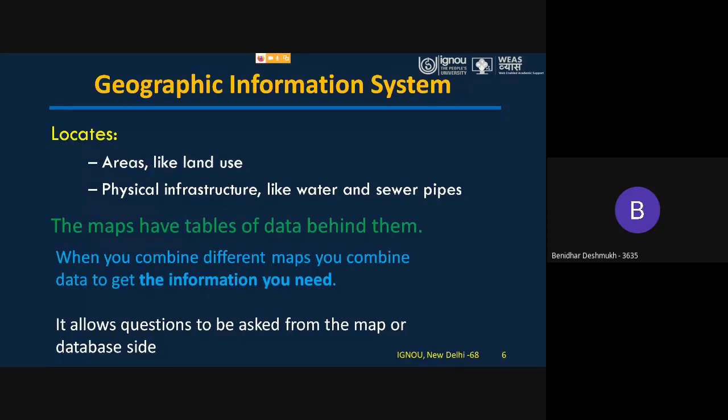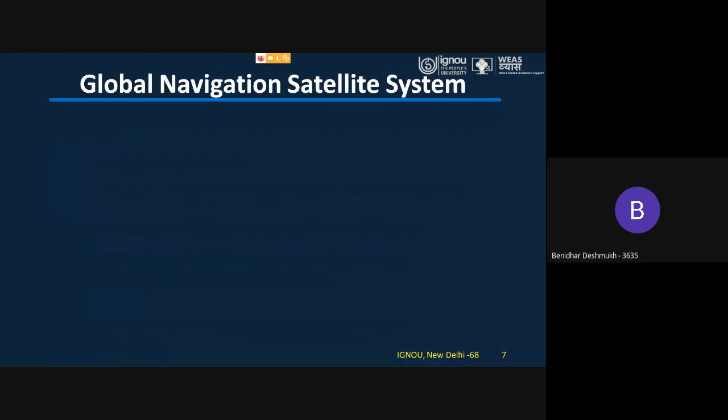Another important thing, the crux of this, is that GIS allows questions to be asked from the map or the database side.